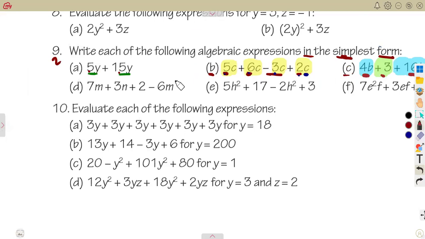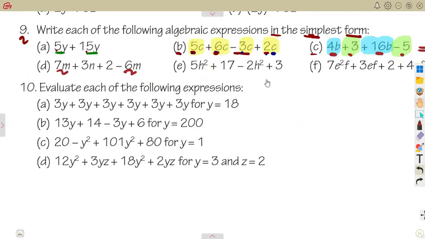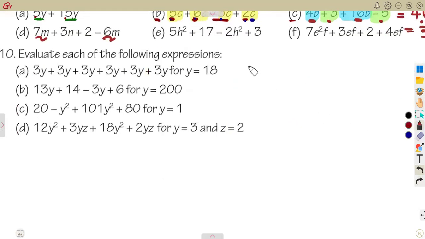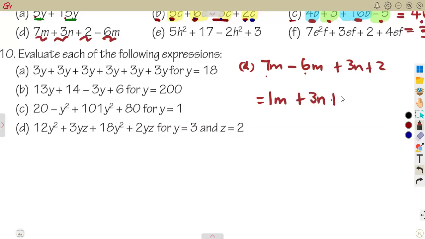All right, on D, you can also do the same thing considering the part of M and M. So meaning to say, we can add the part of M together, subtract the part of M, I mean the 7M taken to -6M, then the 3N and the +2. There's nothing to be considered there. So 7 minus 6, that is 1. So we've got 1M plus 3N plus 2.